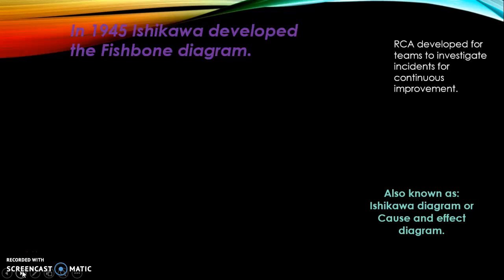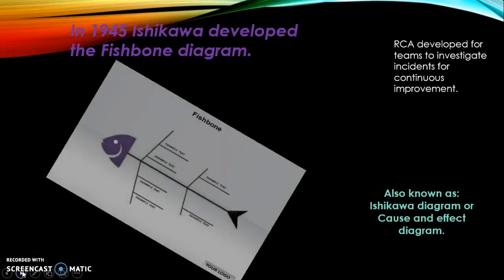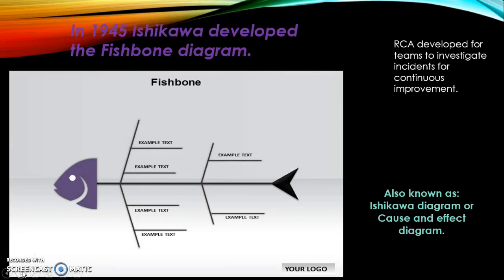In 1945, Ishikawa developed the fishbone diagram. It was a root cause analysis developed for teams to investigate incidents for continuous improvement. It's also known as the Ishikawa diagram or cause and effect diagram. As you can see with the logo, it looks like an actual fish, hence fishbone diagram.